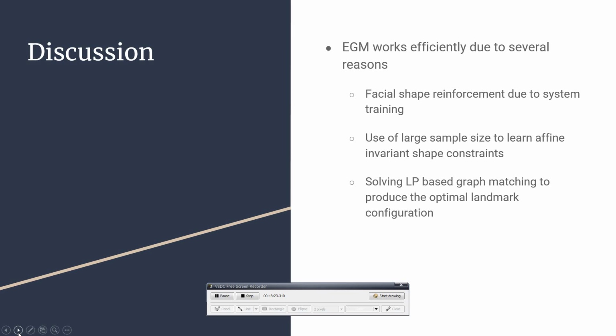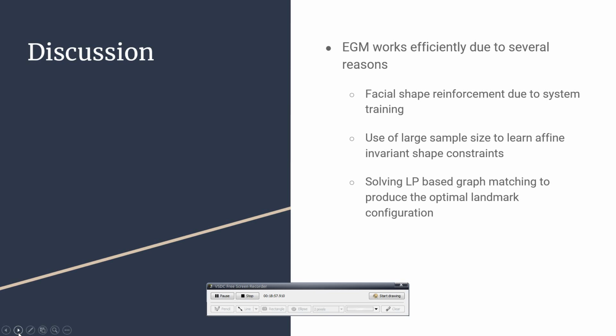Finally, we have concluded that exemplar-based graph matching for facial alignment works. It does work, and it works significantly better than all other methods out there. This is due to several reasons, as we have previously discussed. These are the facial shape reinforcement due to the system training. As we said, the more images that you have to train, the better your system is trained, the better it can match these images.